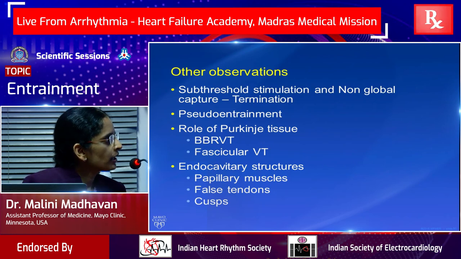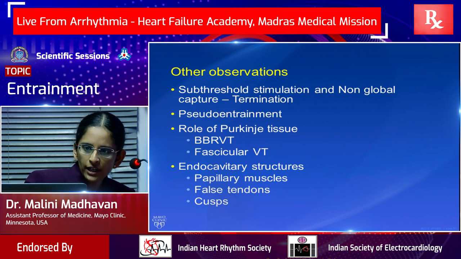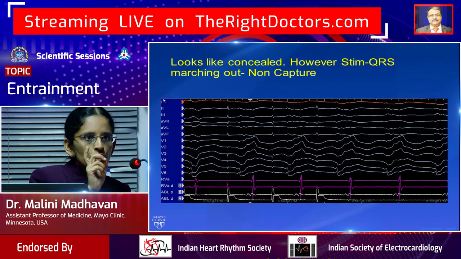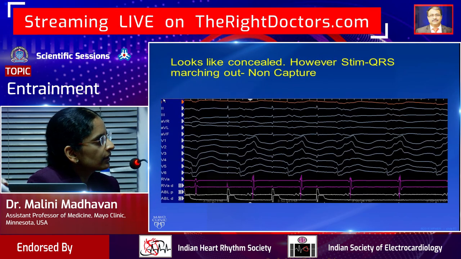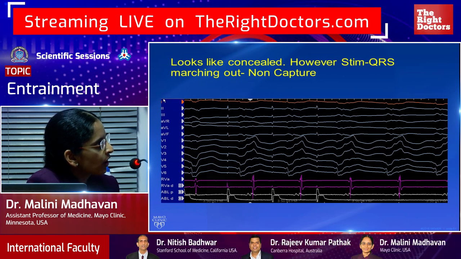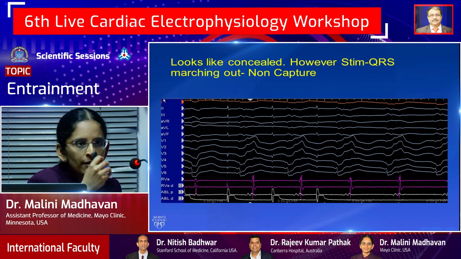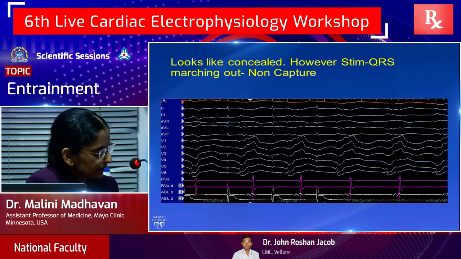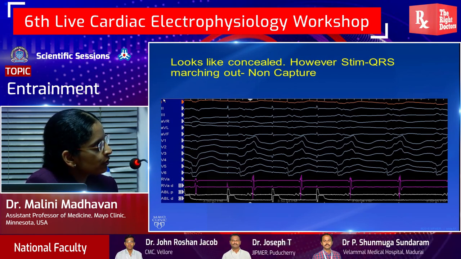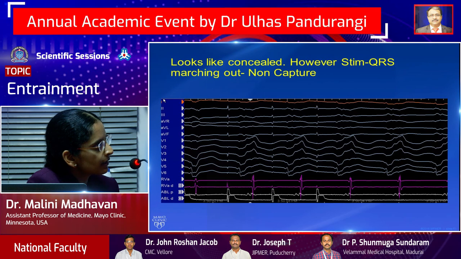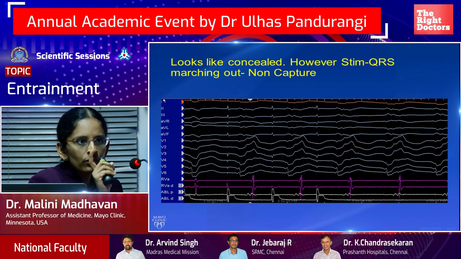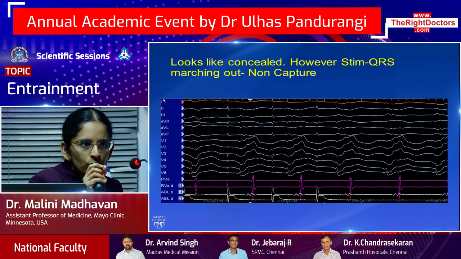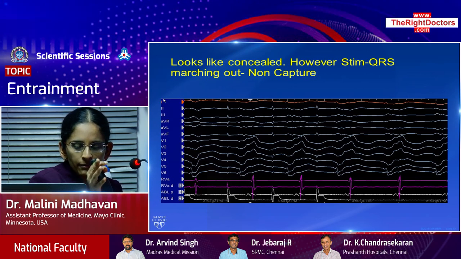A couple more concepts here when we think about entrainment. One is making sure that you actually capture. You can see here that the tachycardia is going on, you're pacing and you come off, there would be an electrogram, and there's a lot of enthusiasm to go measure the PPI, but if you look at it closely, the pacing is actually not capturing. So the pacing spikes are marching through and the tachycardia is going at its own cycle length. So this is not entrainment, you didn't capture, there is no overdrive pacing here, so you want to repeat this thing.